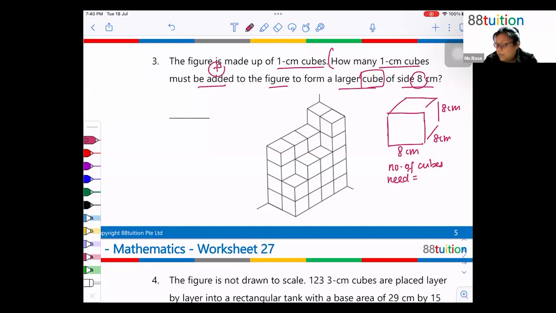Anyone? How do I find the number of cubes that I need? I know I need 8 on this side. Anyone?